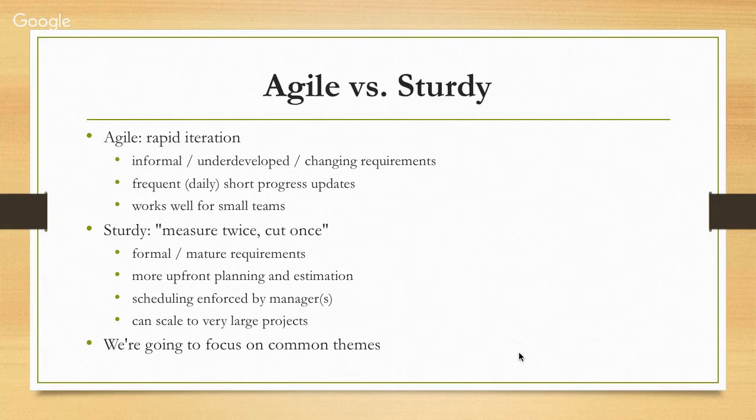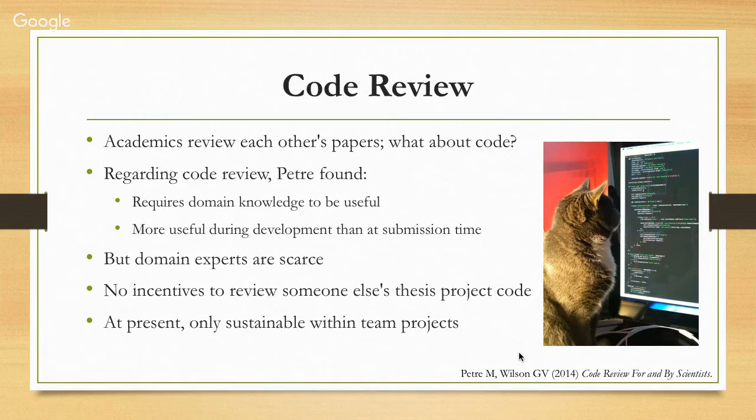We're going to focus more on, rather than delving deep into these two different approaches, what works well for both of these types of strategies. So one of the things that has been proven to improve the quality of code the most is code review. This isn't a surprise to academics who review each other's papers. So what about review of code?